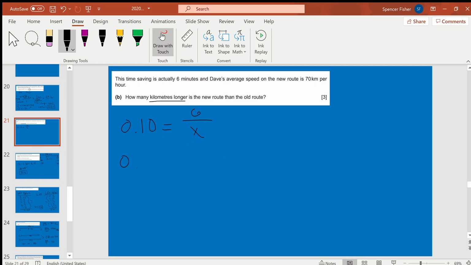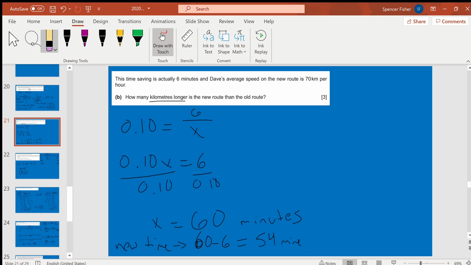So we have 0.10x equals 6. We can divide, so x is going to be equal to 60, which means that the original time is 60 minutes. And then the new time will be 60 minus the 6 minutes of time change, to be 54 minutes.